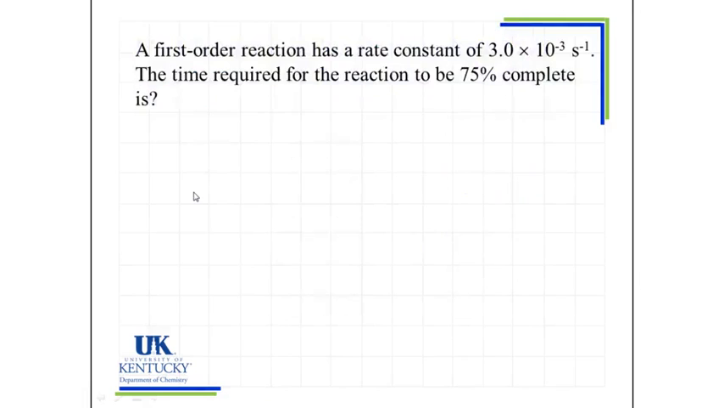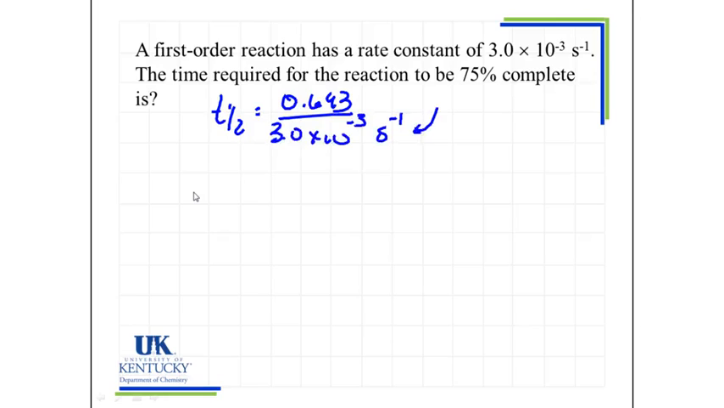So let's do a calculation here. We have a first order reaction and they've given me the rate constant. Now we know that we can obtain a half-life from that rate constant, 0.693 over k, which is 3.0 times 10 to the minus 3 seconds to the minus 1. Now remember, that's our unit for first order kinetics, always for the rate constant. So we can obtain our half-life from that formula.